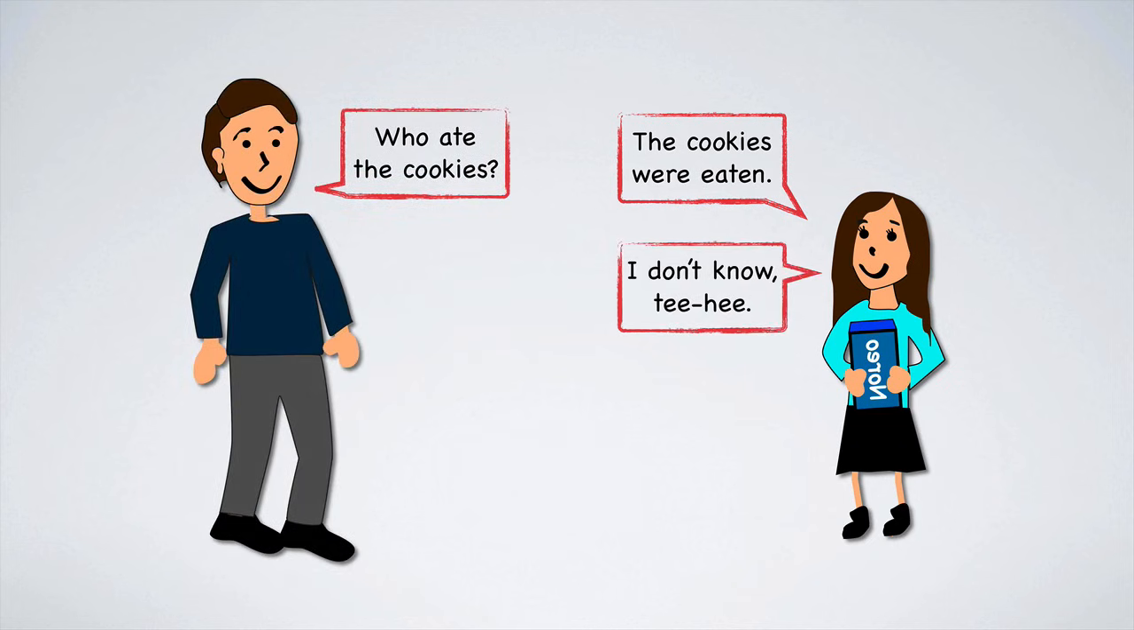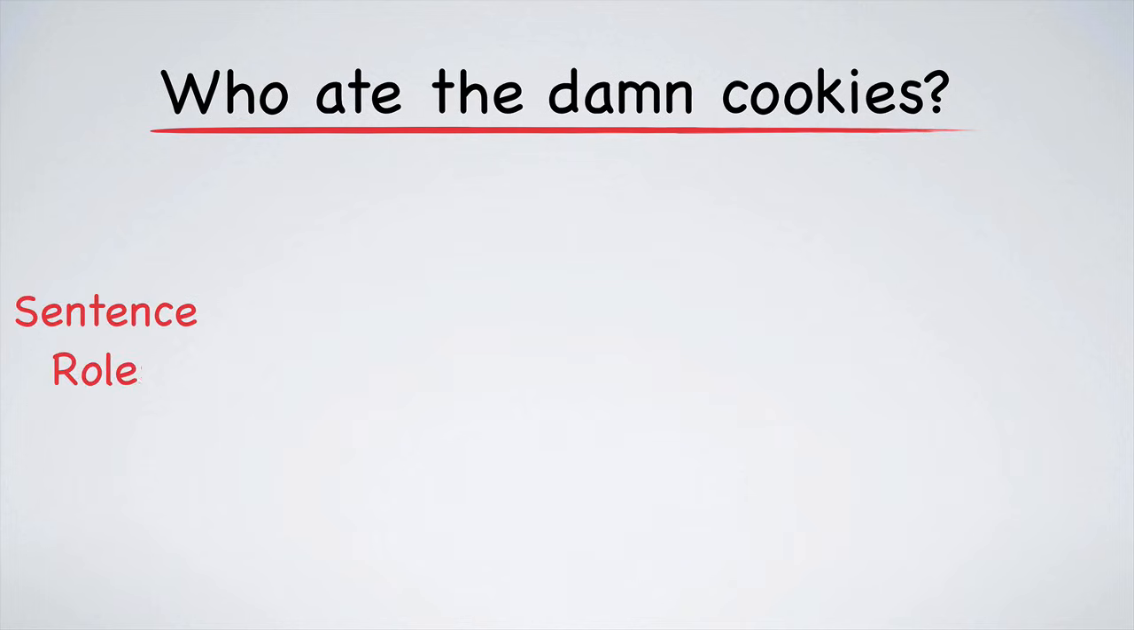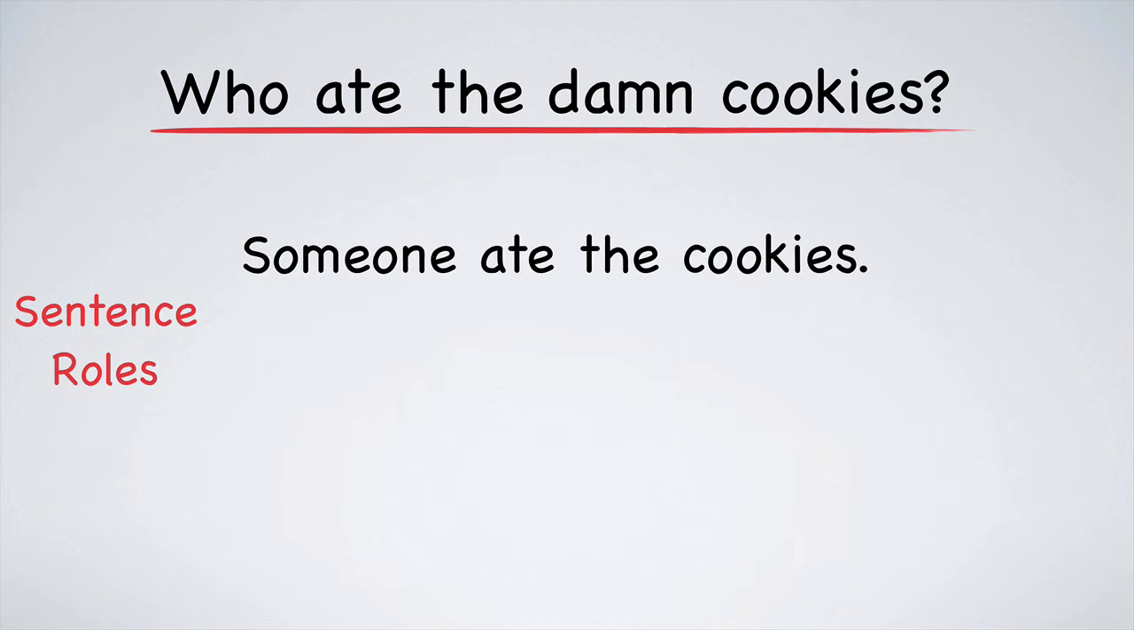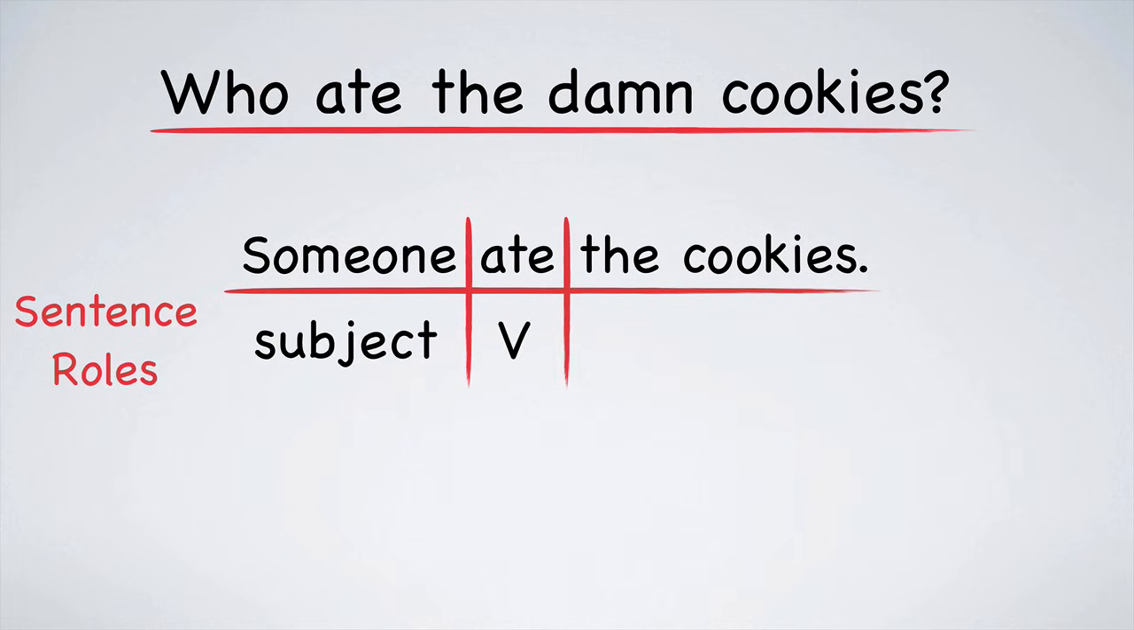There are two ways to describe the nouns in this sentence. You will be shown both. The first way to talk about the nouns is to describe their sentence roles. In the sentence, "Someone ate the cookies," someone is the subject, ate is the verb, and the cookies is the object. The second way to talk about them is to describe their case roles.